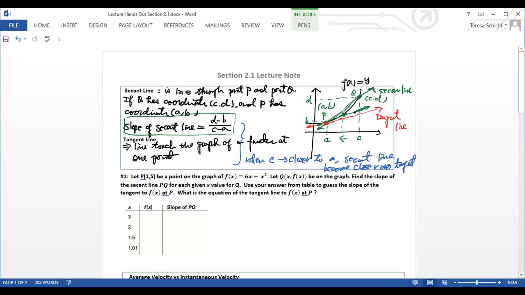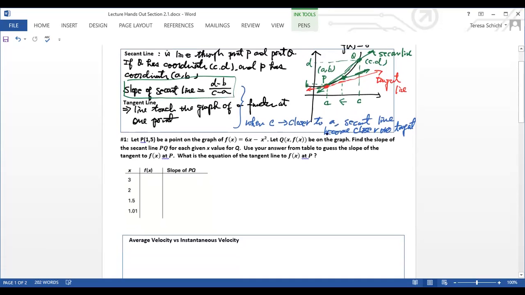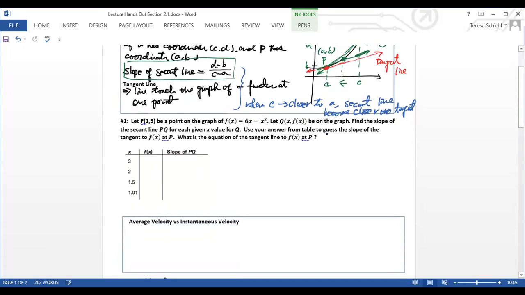Because the tangent line only touches one point. And I know in order to get the slope, I need to have 2 points, right? Because of the rise over run. So how do I get the slope of the tangent line here? I can use the slope of the secant line to estimate, if this point gets closer and closer to the original point here. Okay, so let's take a look at some examples here.